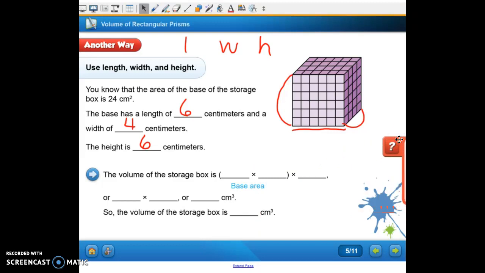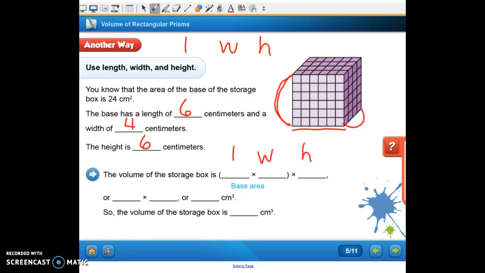The volume of the storage box is, how did we find the base area? Length times width, and then we multiply it by height to get our volume. What was our length? 6. And what was our width? 4. And what was our height? 6. Equals 144. Okay, let's look at this again.